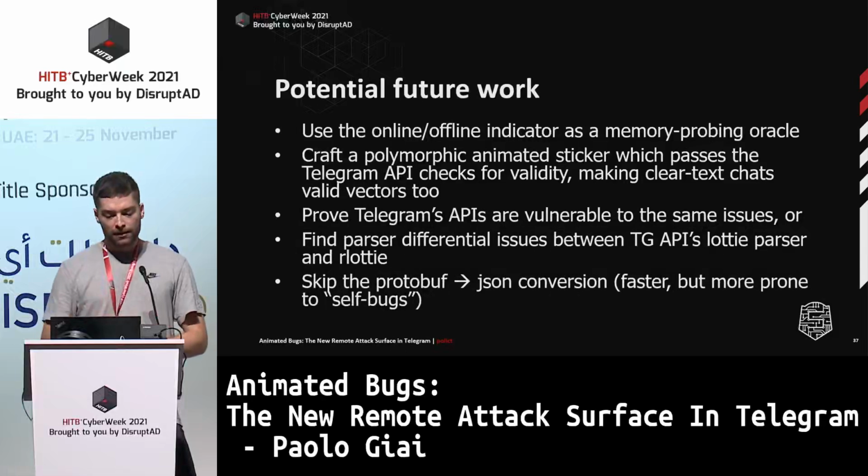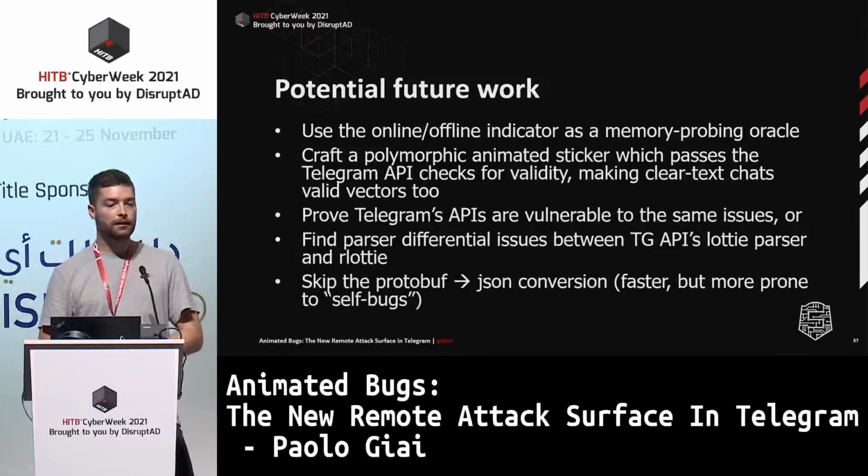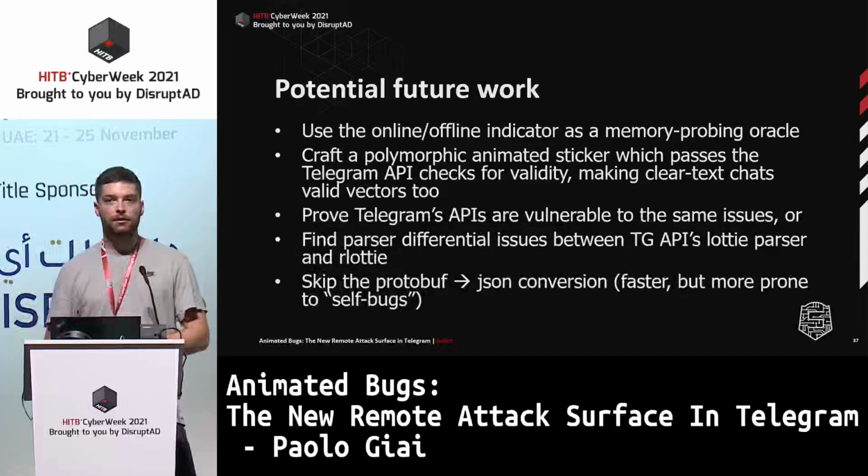About this specific issue, two ideas I got is to prove either, as I suppose, that the Telegram APIs are vulnerable to the same issues in case they use the same parser as in the clients, so the RLOT parser, or if they are using a different parser, find some parser differential issues between those two parsers, so find some additional issues in the differences between the two parsers.